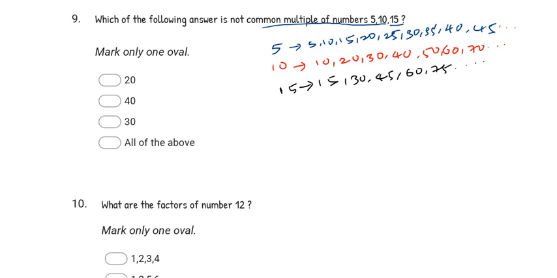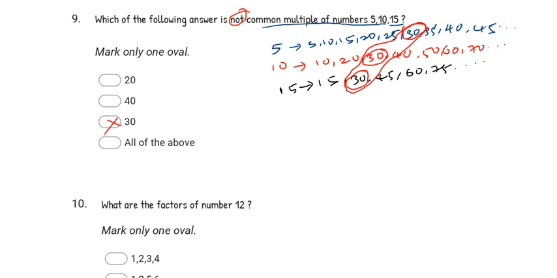Here I asked for the not common multiple. First we will find what the common multiple is. 30 is there in 5, 30 is there in 10, 30 is there in 15. So this 30 is common in these three. So this is not the answer, because I asked for the not common multiple. So here 20 is not a common multiple.